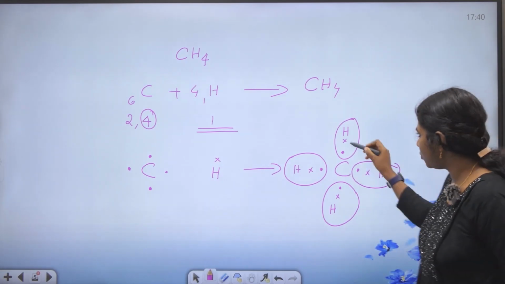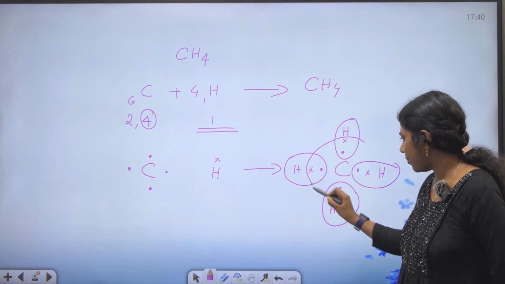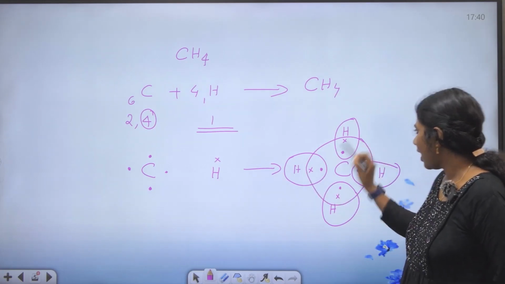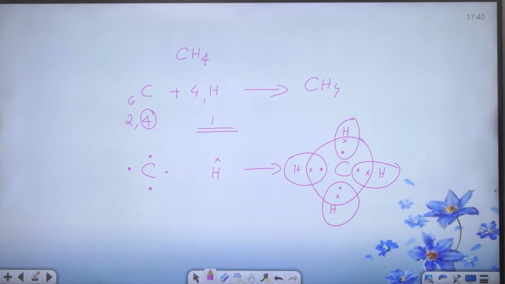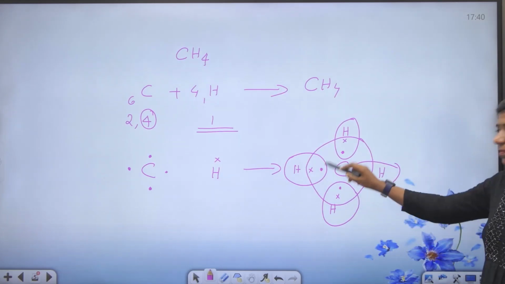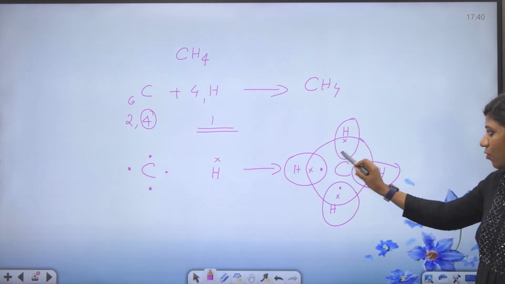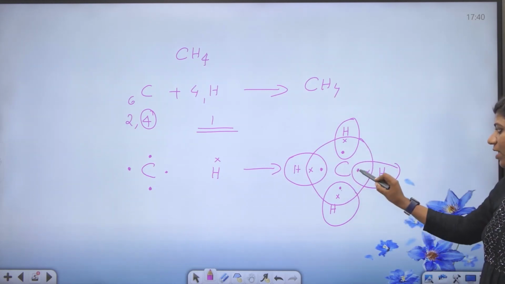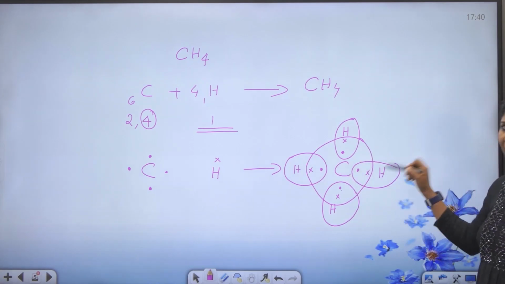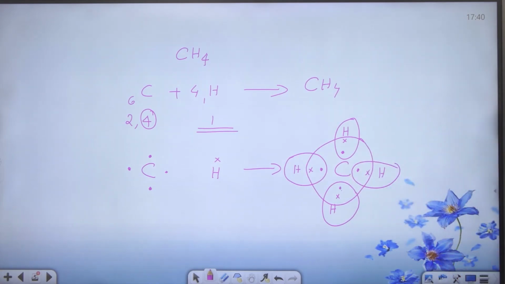The carbon atom shares with 4 hydrogen atoms and completes the octet. Count the total number of electrons present around the carbon atom: 4 electrons from the carbon atom and 4 electrons from the hydrogen atoms. Total 8 electrons are present around the carbon atom. It satisfies its octet. So the formula is CH4.